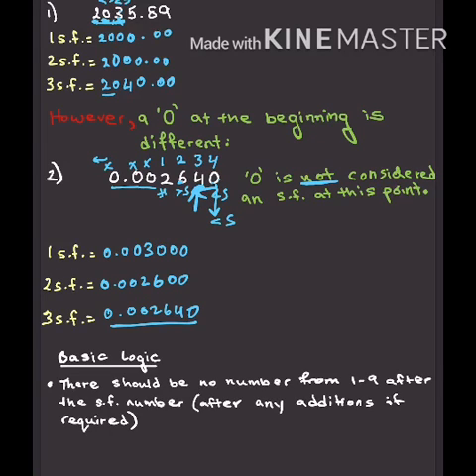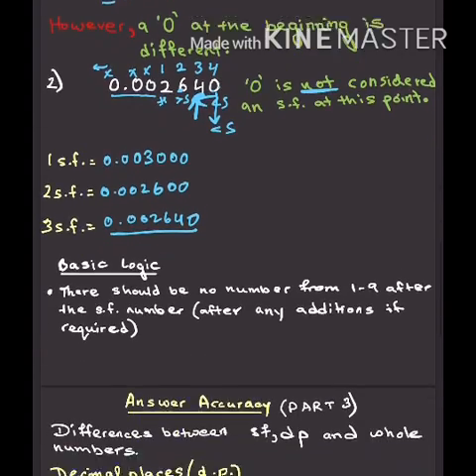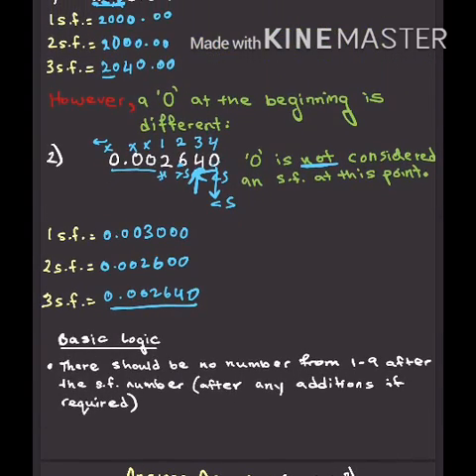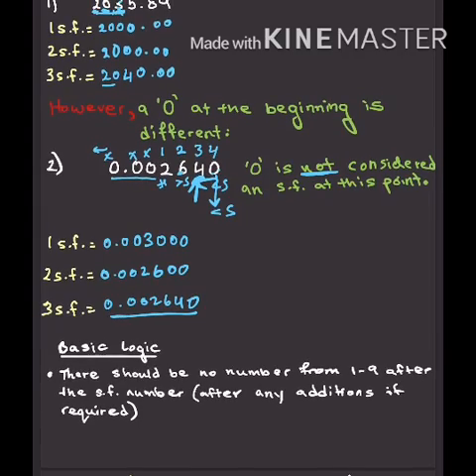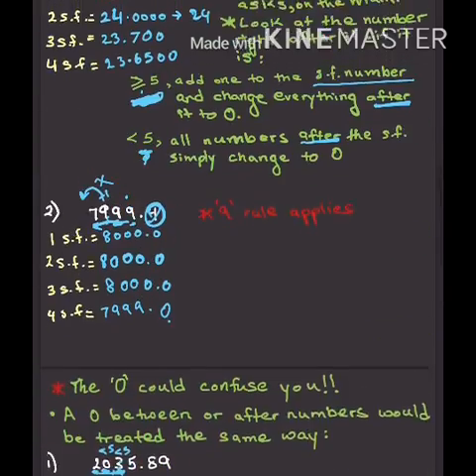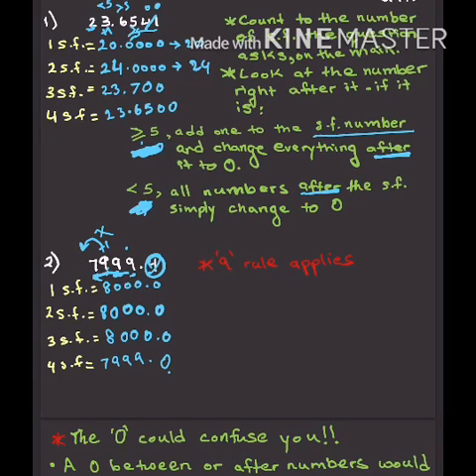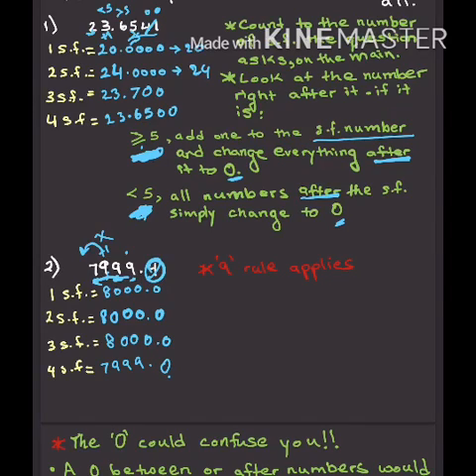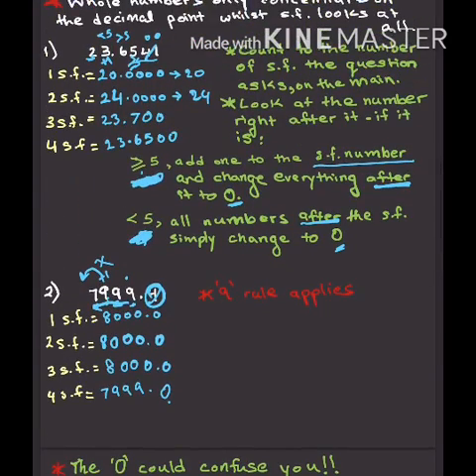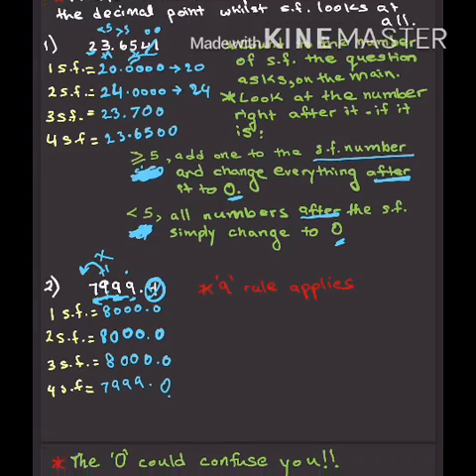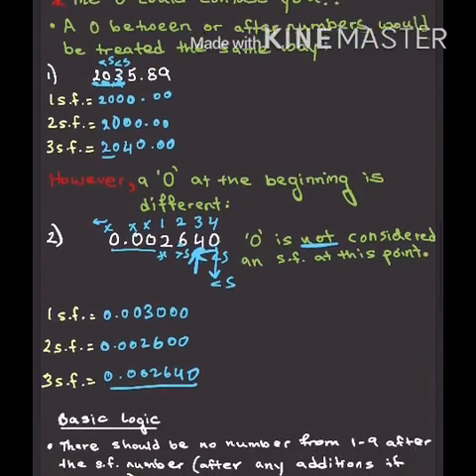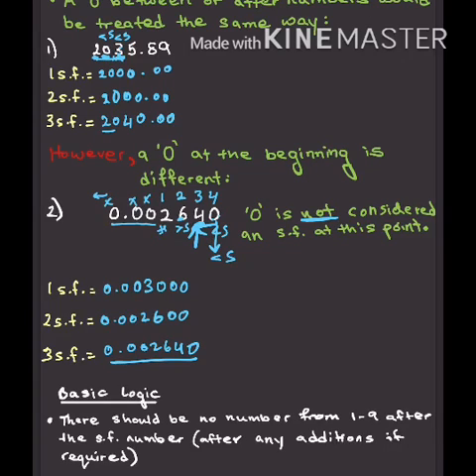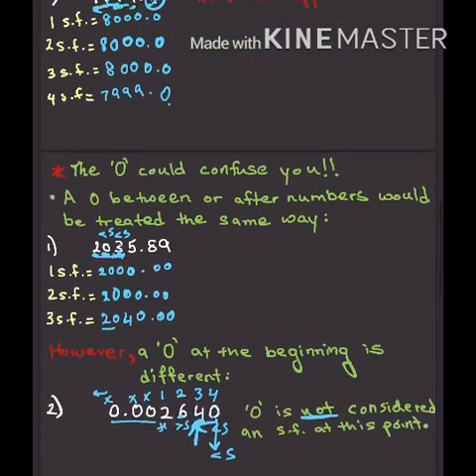And yeah, so that is the only exception in this rule. And the basic logic for this is that there should be no number from 1 to 9 after the SF number. If you look in both cases, in both rules, after the SF number, we have to change everything to a 0. So that just means that significant figures means that we don't want any number between 1 to 9 after our SF number, whether we use this condition or this condition. So that is the basic logic of the question. We have to make any additions as required. So again, it's very easy. We just apply this rule.